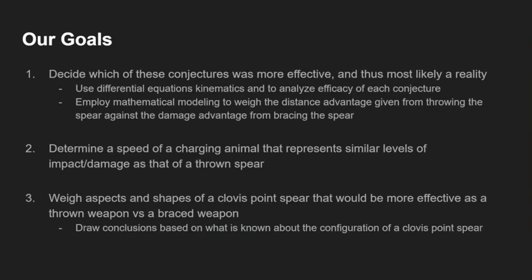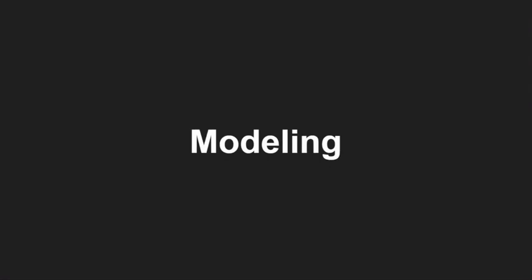Our goals were to decide which of these conjectures were more effective using differential equations and kinematics. We also wanted to determine the speed of a charging animal that would represent a similar level of damage to that of a thrown spear. And we also wanted to weigh aspects of a close point spear that would be more effective as a thrown weapon versus a braced weapon. Now to get into the modeling.